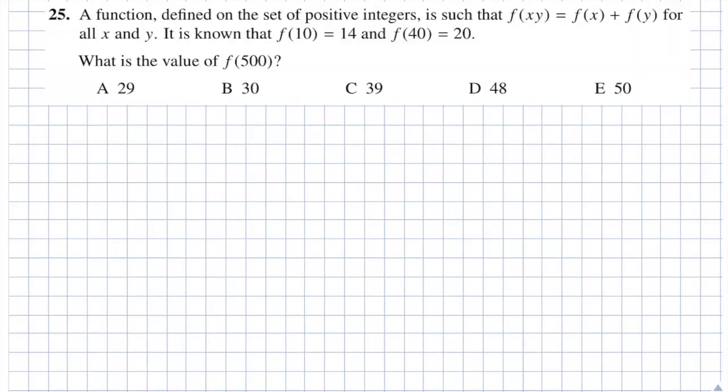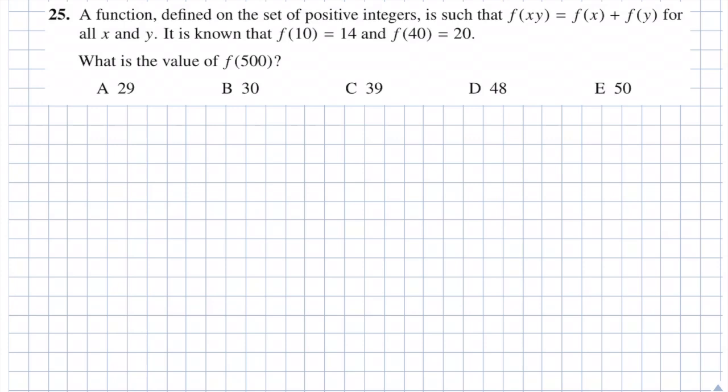Okay, question 25 from the 2015 paper. A function defined on the set of positive integers is such that f(xy) is equal to f(x) plus f(y) for all x and y. It is known that f(10) is equal to 14 and f(40) is equal to 20. What is the value of f(500)? Answers: A is 29, B is 30, C is 39, D is 48, and E is 50.